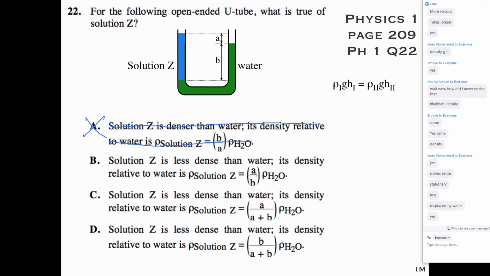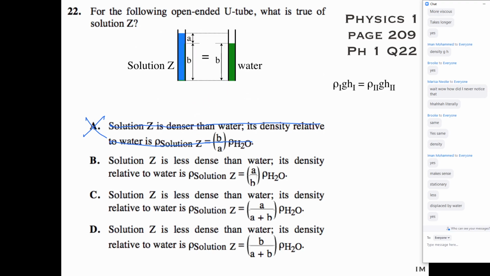Atmospheres cancel. So I'm left with this. I'm only going to consider that column and this column. So I want to get rid of the bottom of that picture. The bottom was just stuff pushing back the other way. So this column here was pushing that way. This column here was pushing that way. Because it's not moving, they're equal. So a column with height a plus b of this solution Z is doing the same thing as a column of height b of water pushing the other way.